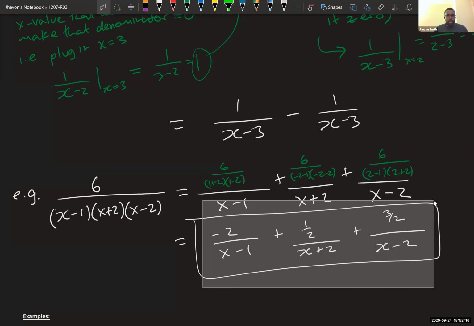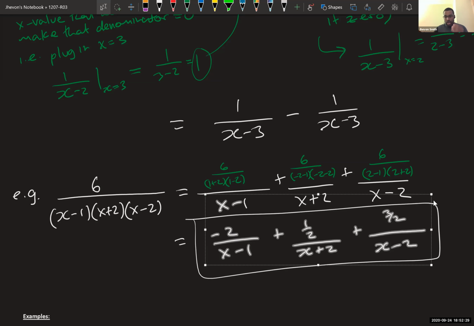being added together, right? It's minus 2 ln of absolute value x minus 1, plus a half ln of absolute value x plus 2, plus 3 halves ln of absolute value x minus 2 plus c, right? So you can actually integrate very easily. So once you can actually do the partial fractions, now you can go back to that original example I told you about, u squared over u squared minus 1.